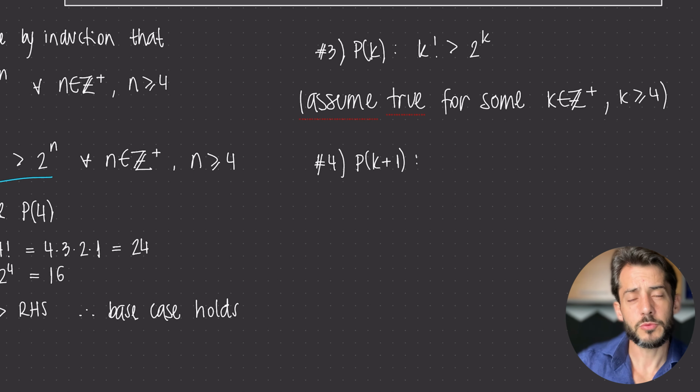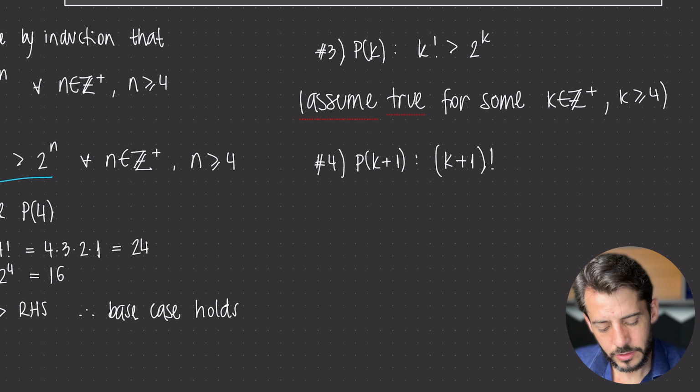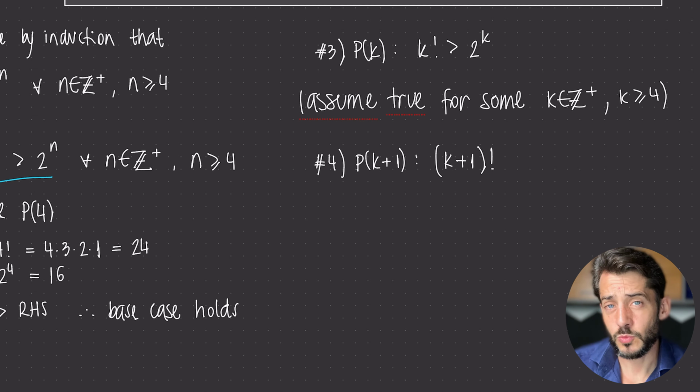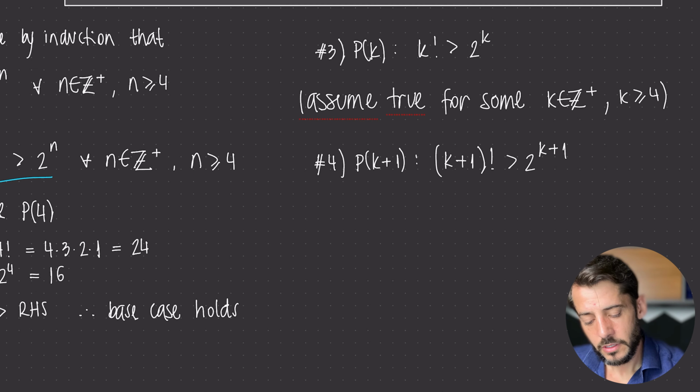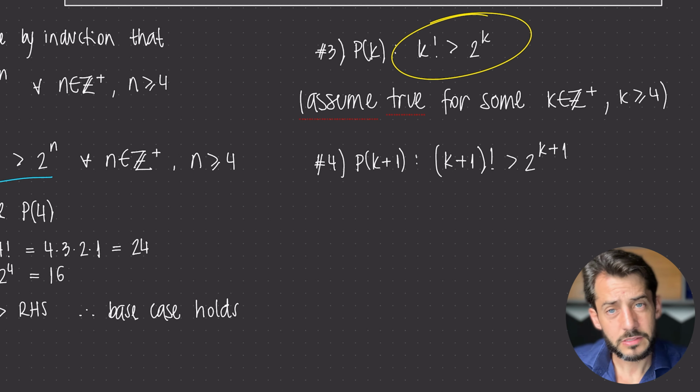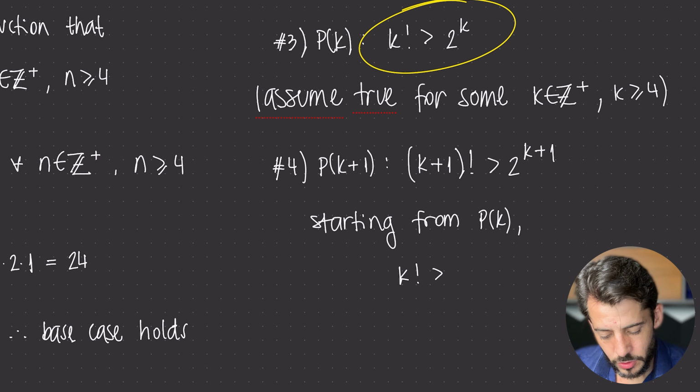We start by rewriting our p of k, but substituting k plus 1 into k, which means that we need to get here. We need to prove that k plus 1 factorial is greater than 2 to the k plus 1. Now we know this to be a fact, this to be true, and this is what we're going to use to start the inductive step. So starting from p of k, we know that k factorial is greater than 2 to the k.